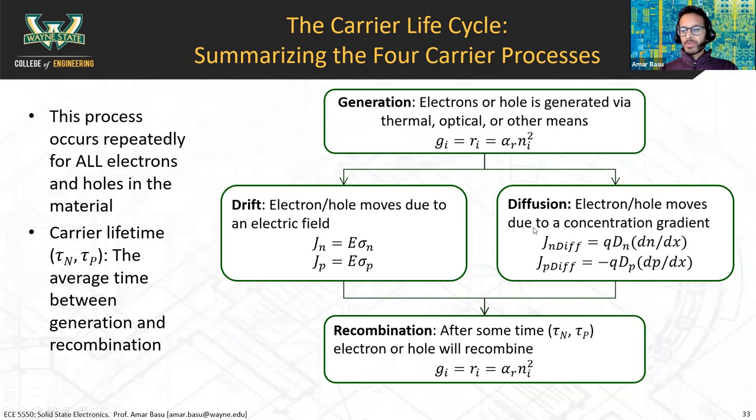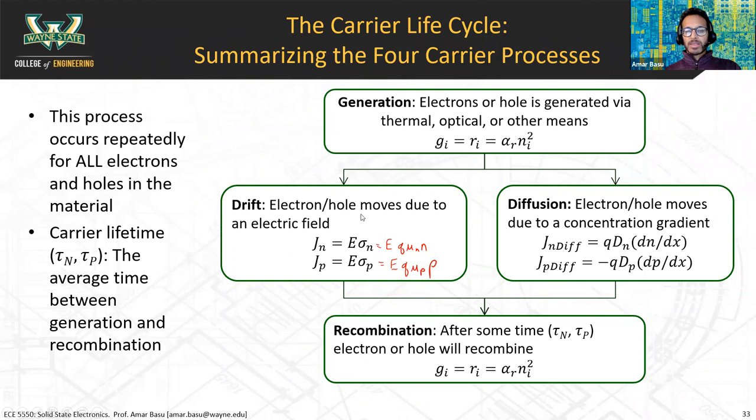With drift and diffusion, things are very well defined. We had some equations for the drift current from the last module. Jn is equal to the electric field times sigma n. And just remember that sigma n is equal to Q times mu n times the electron concentration n. If you'd like to add this to your slide, you can do that. Sigma P is equal to Q times mu P times P. These are physical relationships: electric field times the mobility times the electron concentration. Same thing for holes.